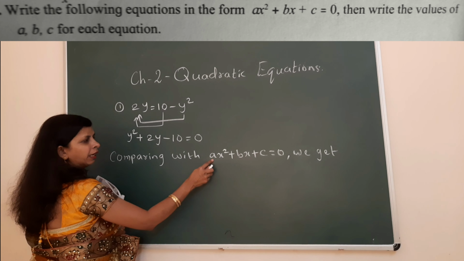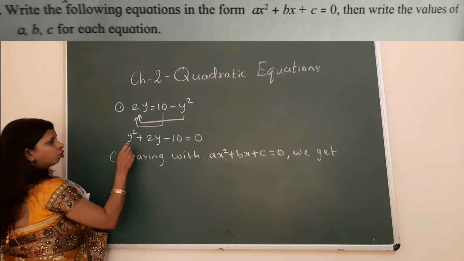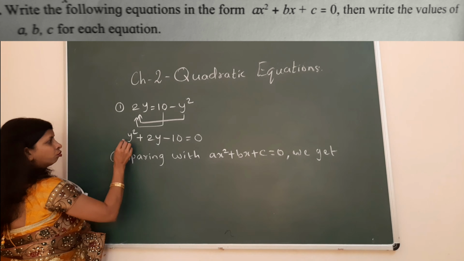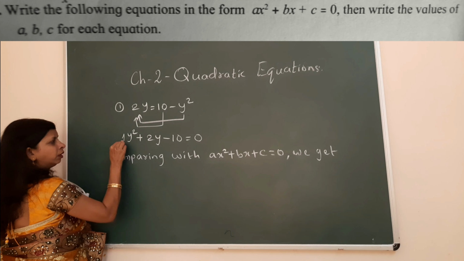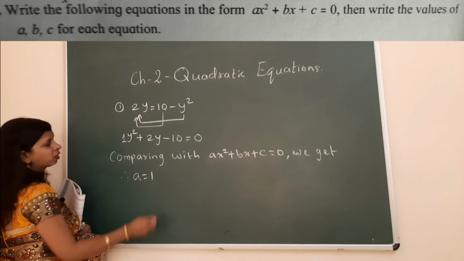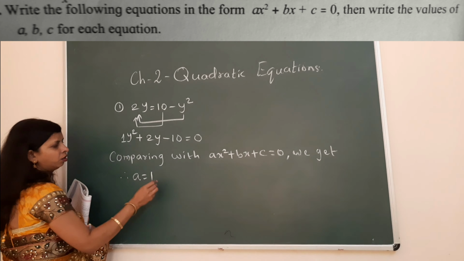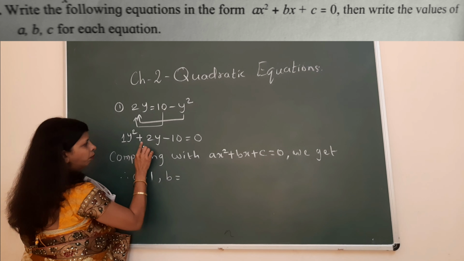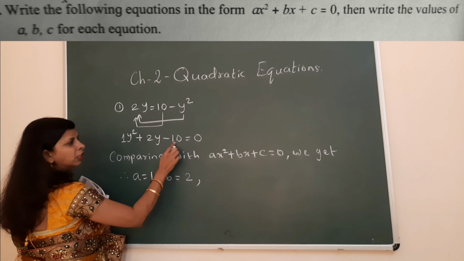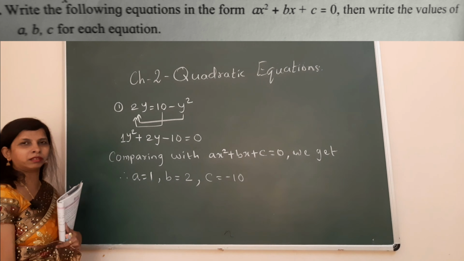What will be the value of a? Check with here, compare this with this equation. Whatever is there along with y square, that will become your a. Here no value is there, that means 1 is there. So a equal to 1. Next, the coefficient with the variable y is your b. So my b is equal to plus 2, and we will write only 2. And what about my c? C is the constant number, that is negative 10. So c is equal to minus 10. This completes your sum.